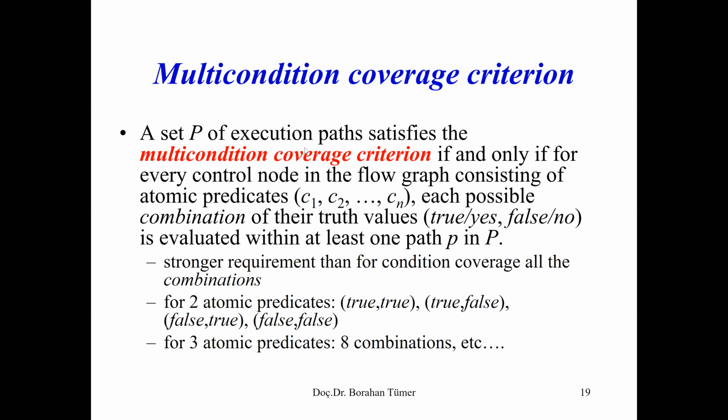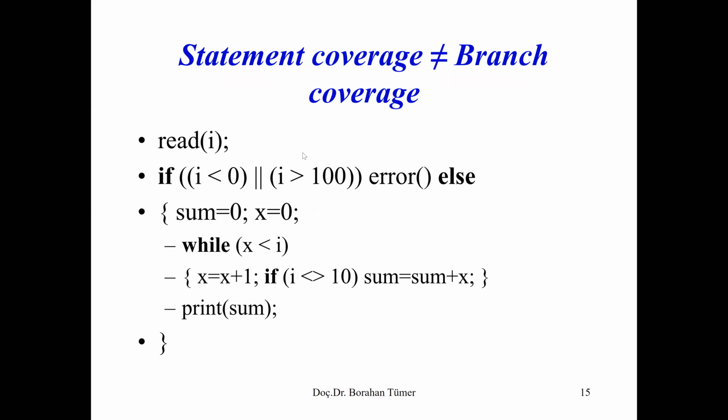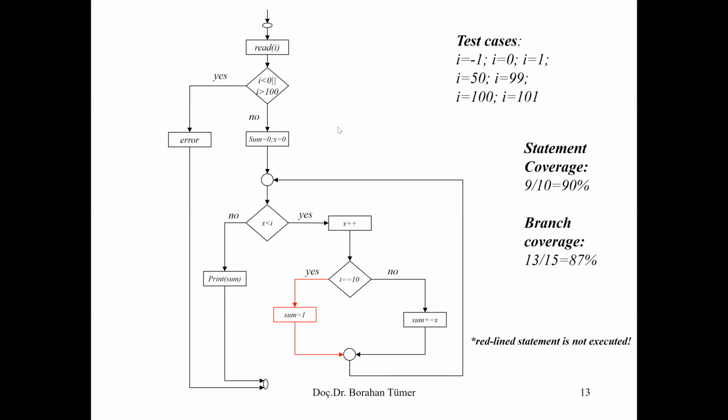Okay, now I will show you this. Thinking of this, how would you answer? How would you show the difference between the multi-condition coverage criterion and the path coverage criterion?